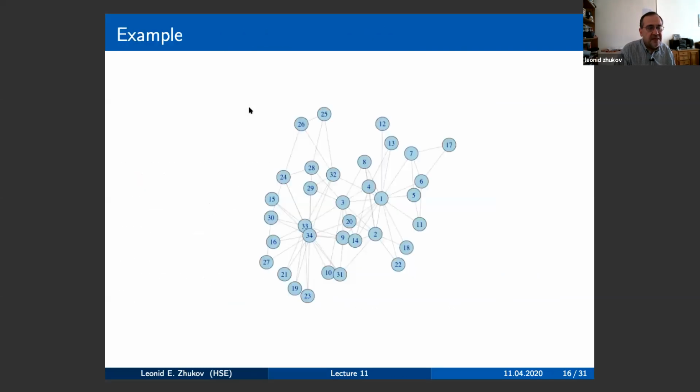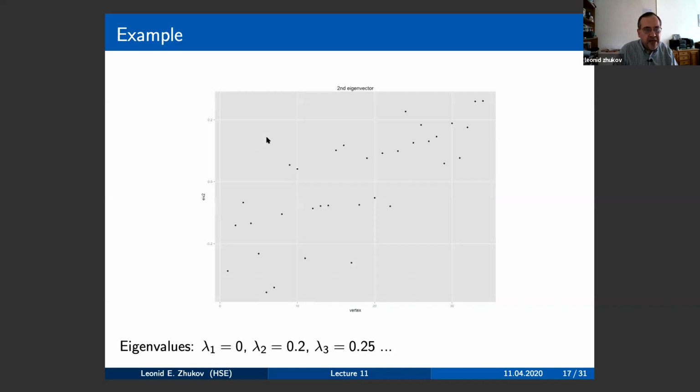Let me first show you how it works, and then we'll go back to the algorithm. So this is a graph, and this is again the same graph we looked at multiple times before, right? The quadratic graph. And I calculate eigenvalues and eigenvectors. Now, the first eigenvalue, as supposed to be, is equal to 0. The second eigenvalue is equal to 0.2.